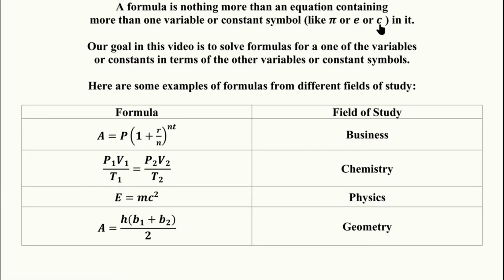C, for example, is the speed of light. E is a number you'll get to know about very soon. And pi, of course, is the number we use for calculations of circumference of a circle, or once you get into trigonometry, it'll have a lot more applications as well. Basically, our goal is to take a formula like the ones we see here and solve it for one of the letters which represents a variable or one of those constant symbols we mentioned earlier.